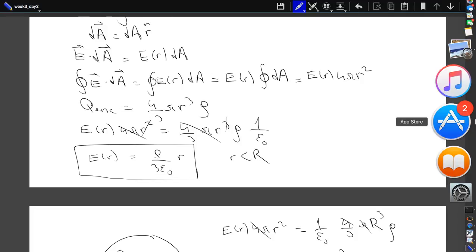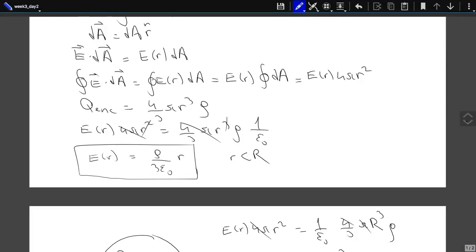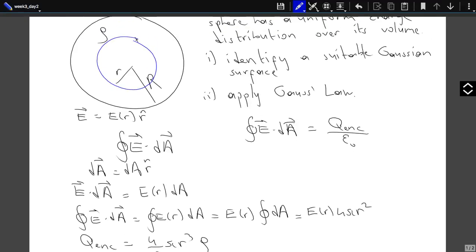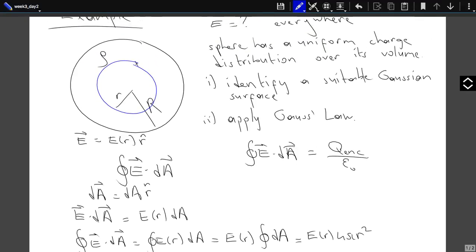That is why inside the shell, if you remember the shell theorem, it states that if you are inside a shell, the electric field created by the shell is zero. All the charges in this shell do not contribute to the electric field at this point, because I'm inside those shells. All the charges inside my Gaussian surface do contribute to the electric field at this point.